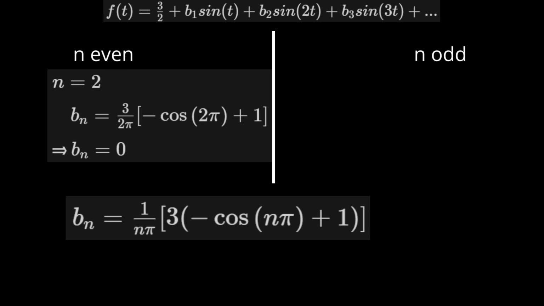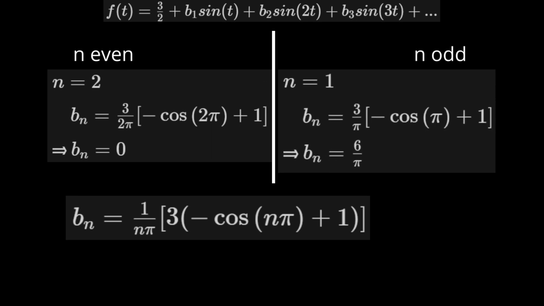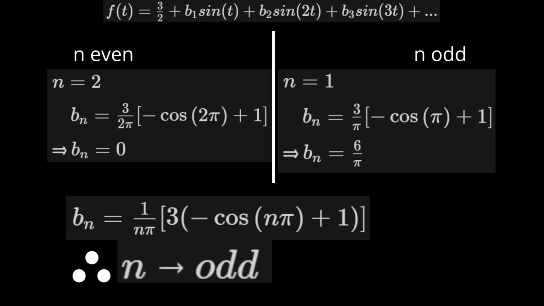Now take n to be odd, say 1. Hence, bn is equal to 3 by pi multiplied by negative cos of pi plus 1. We know that cos of odd multiples of pi, that is 3 pi, 5 pi, 7 pi and so on, will always be equal to minus 1. So bn as a result would always become 3 by n pi multiplied by 2, that is 6 by n pi. Hence we conclude that the value of b will only exist when n is an odd number.